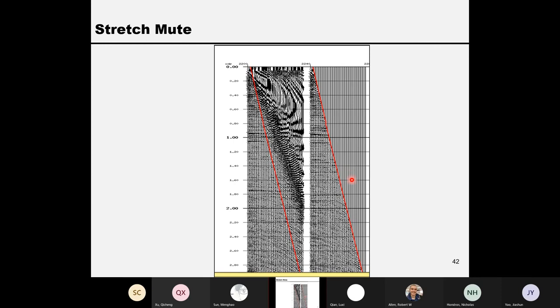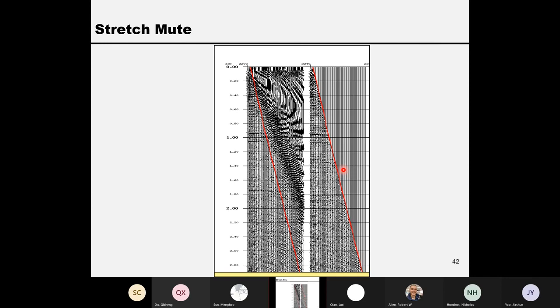So in the processing, the simplest, brutal way is you just mute out this part, which has a higher stretching factor. This red line here is a constant stretching. So you just set up something like 1.2 or 1.5, depending on yourself, right? You can see you just mute out. So the distorted waveforms will be excluded from your stack trace. After muting, the rest you simply sum together. You can see you get rid of this, right?